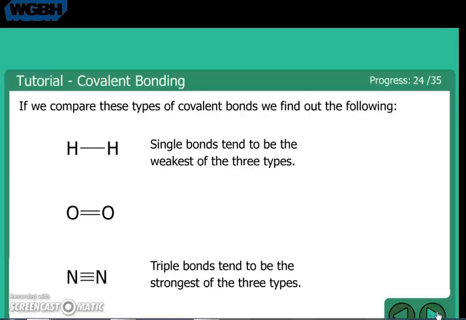If we compare these types of covalent bonds, we find out the following. Single bonds tend to be the weakest of the 3 types. Triple bonds tend to be the strongest of the 3 types.